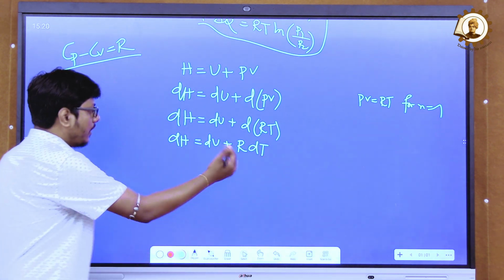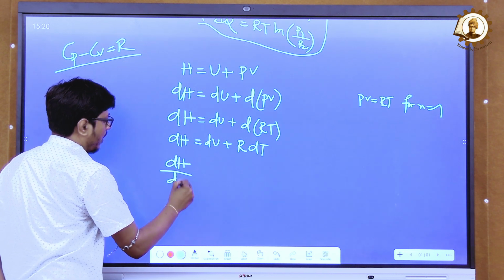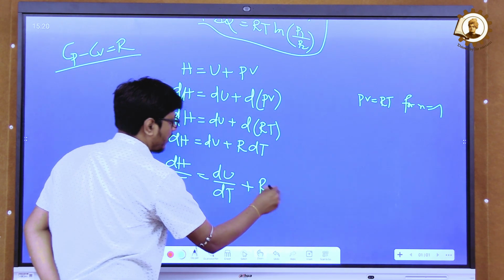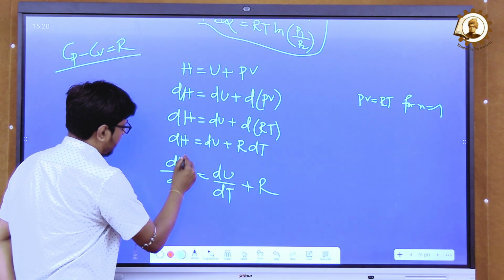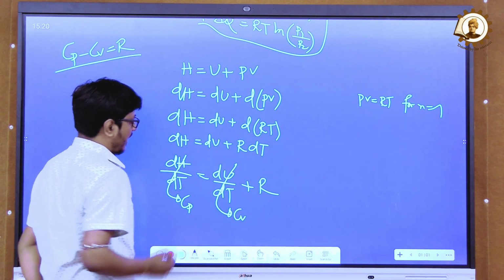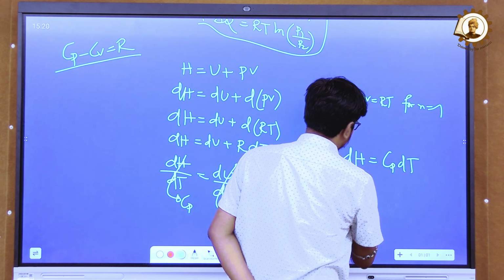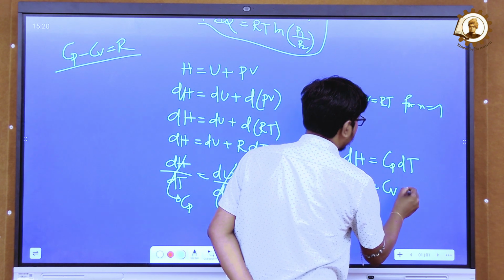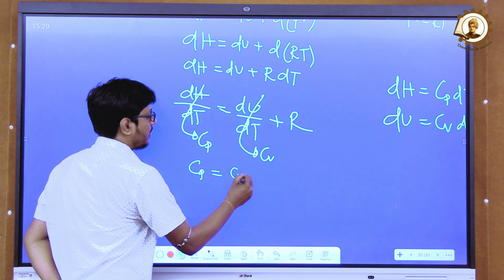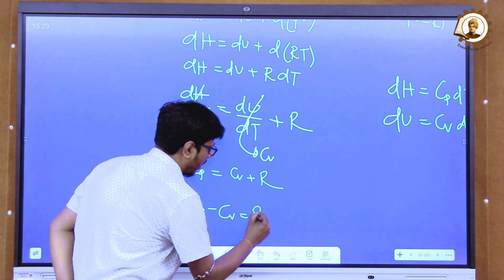Okay. Now if we divide by dT on both sides of the equation, dH by dT is equal to dU by dT plus R. Okay. So we know that this is equal to Cp and this is equal to Cv, as we know that dH is equal to Cp dT and dU equal to Cv dT. Okay. So from there we can write Cp is equal to Cv plus R. Okay. And from there Cp minus Cv equal to R.